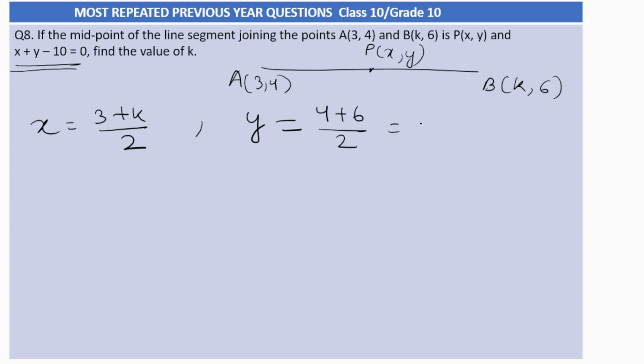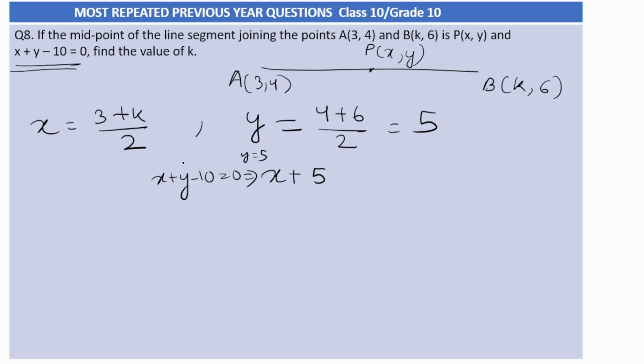So, this is 10 by 2, which is 5, right? Now, I can put this y's value here to get the value of x, because this equation here is showing the relationship between x and y coordinates of point P. So, I will use this value here. I will substitute in x plus y minus 10 equal to 0. I am substituting the value y equal to 5 here.